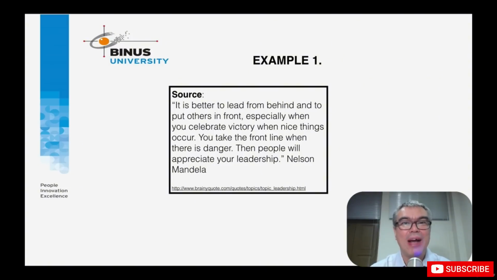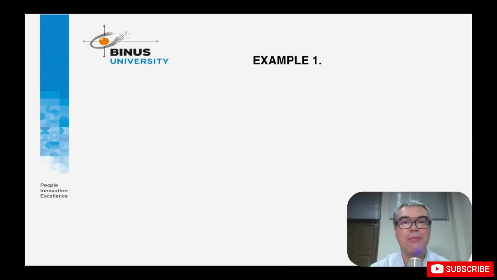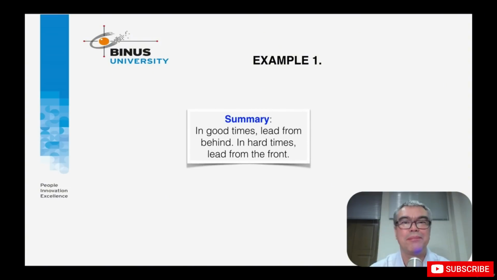So example 1 is a quotation from Nelson Mandela, and this is the original. I'll just read it to you. It is better to lead from behind and to put others in front, especially when you celebrate victory when nice things occur. You take the front line when there is danger, then people will appreciate your leadership.